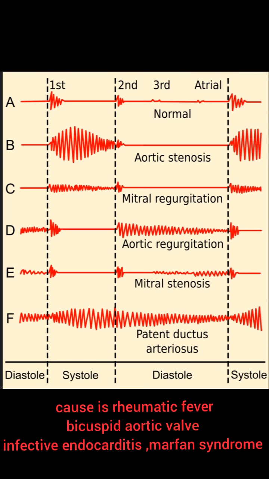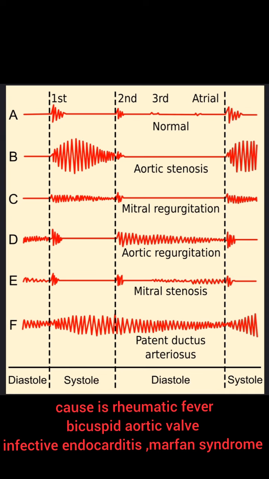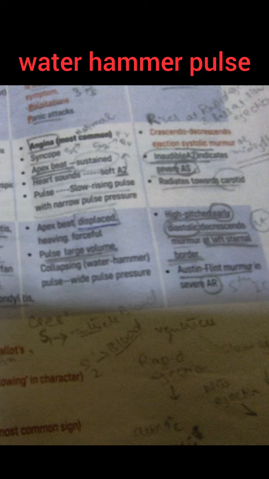Okay. So what is the pulse? Pulse will be large volume pulse, and it is also called water hammer pulse. Why is it called water hammer? Water hammer means the splash sound will be formed because when the valves do not close, they push the blood back to the ventricles. That's why the splash sound will be formed. That is called the collapsing or water hammer pulse.